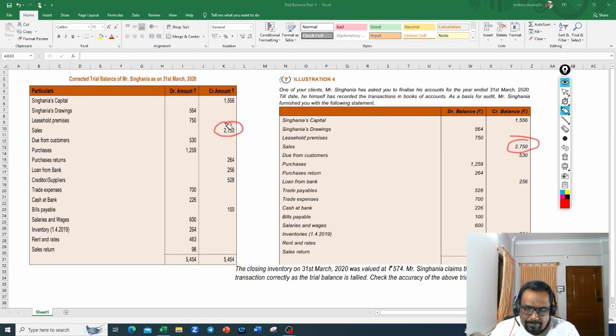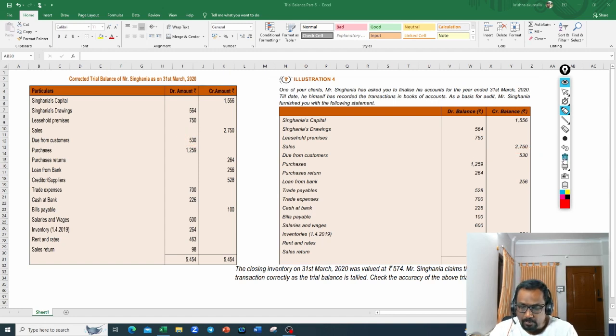Next, due from customers 530. This is the problem. Due from customers. Customers are supposed to pay that amount of 530 rupees to us. That is an asset. All assets are debit balances. But see, where did he show this 530? He shown this 530 on the credit side. It is supposed to be shown on the debit side, but he has shown it on the credit side. That is a mistake. So when you are adjusting this trial balance, you need to show that on the debit side of the trial balance. Are you clear?